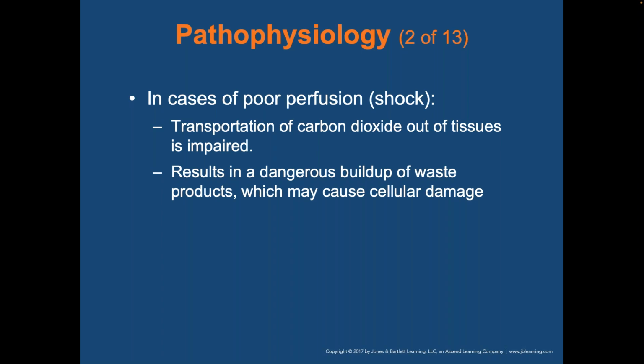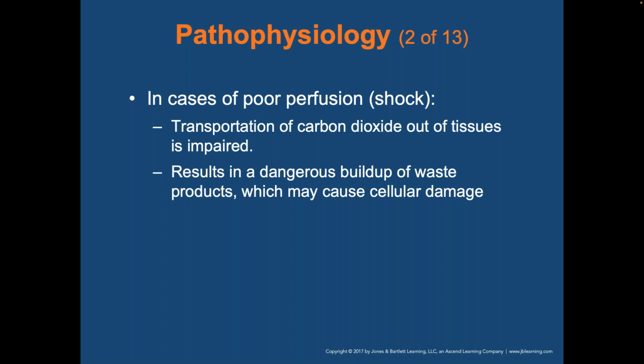Normal bicarb levels are between 22 and 26. That's your normal bicarb level. Anything above or below it could mean a metabolic issue within the system, based upon that and a pH. Once it reaches the lungs, the bicarbonate breaks down into carbon dioxide and water, and the carbon dioxide is exhaled. In cases of poor perfusion or shock, the transportation of carbon dioxide out of the tissues will become impaired, resulting in a dangerous buildup of waste products that may cause cellular damage.